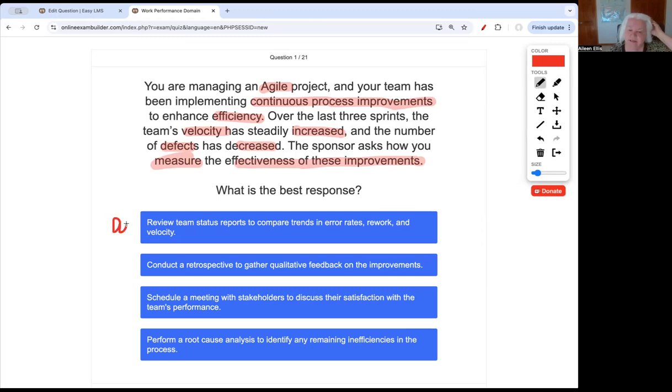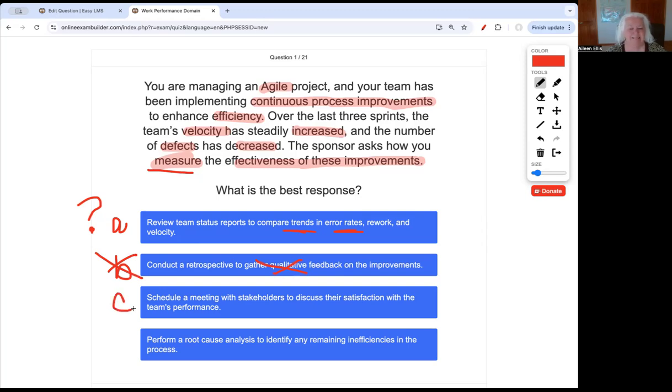A, review team status reports to compare trends in error rates, rework, and velocity. I like the word trends, I like error rates, etc. I think A is a pretty good answer as it relates to measuring. Let's go to answer B. Conduct a retrospective to gather qualitative feedback. I don't like the word qualitative here. A is better than B.